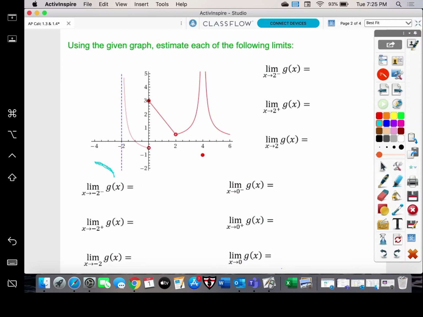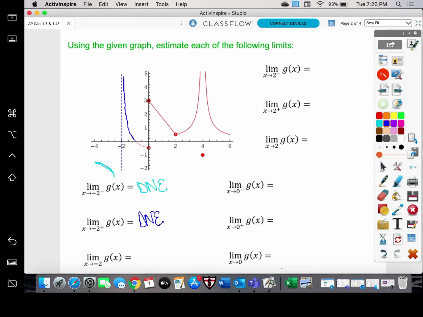we would not say it's equal to. We would say it does not exist. If you cannot find a limit, if there's not a value there, the limit does not exist. How about as we approach -2 from the right? -2 from the right comes up here, going all the way to infinity, does not exist.